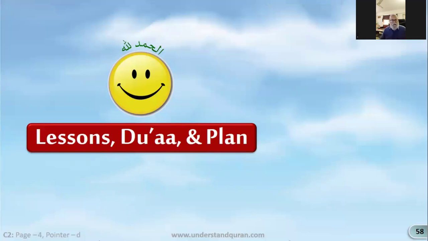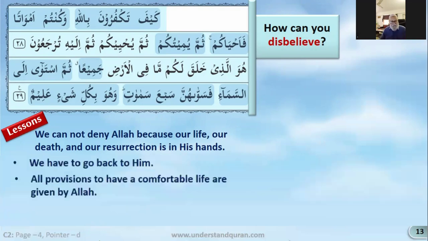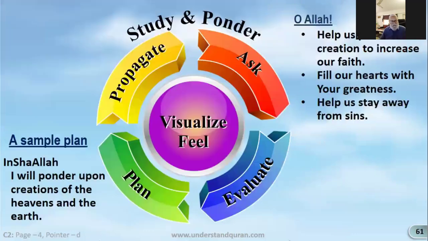Let's look at the lesson once again. Lessons learned from these ayahs: we cannot deny Allah because our life, our death, and our discretion are in His hands. We have to go back to Him. All provisions to have a comfortable life are given by Allah. He knows everything, including all our thoughts and actions.